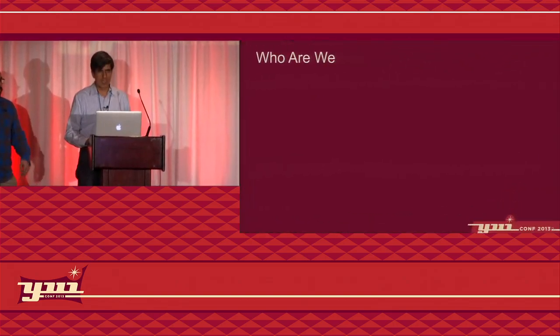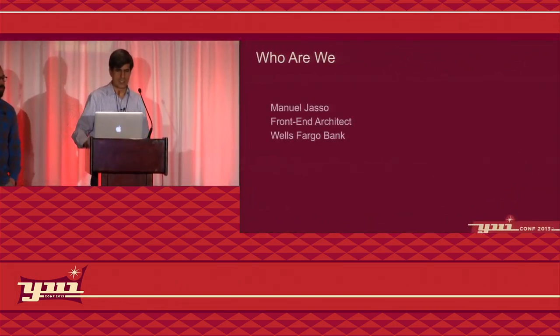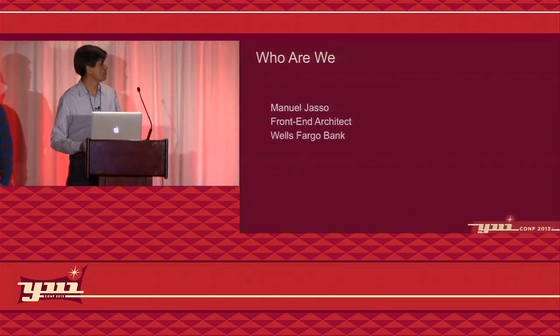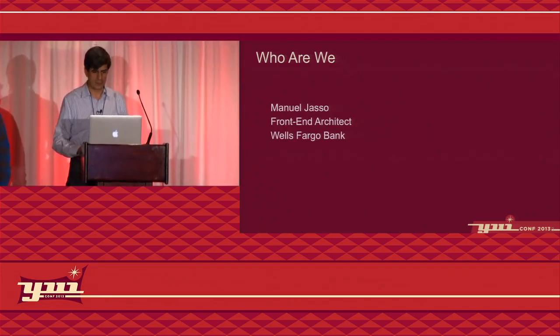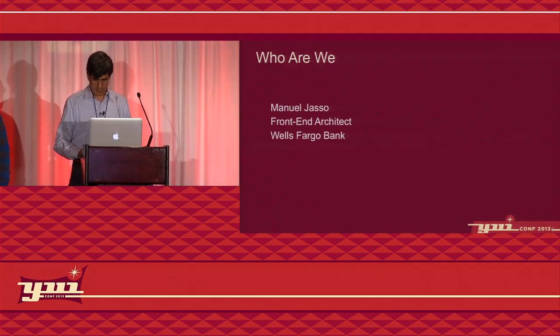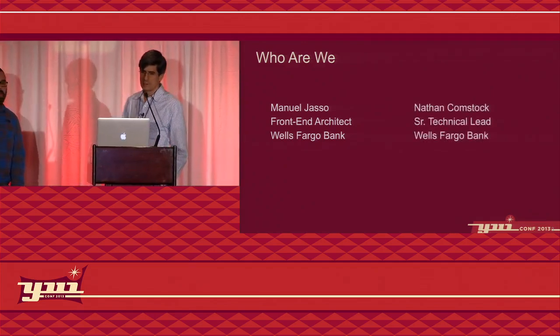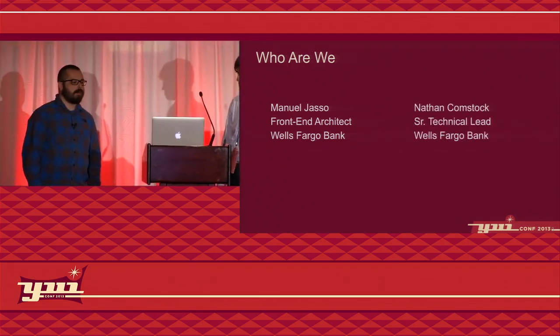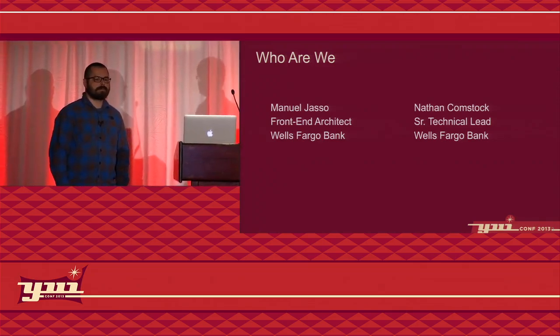So a little bit about ourselves. My name is Manuel Jasso, and I'm a front-end architect working for Wells Fargo Bank. We've been trying for many years to do UI right, or better, in Wells Fargo. And with me is Nathan Comstock. I'm a web developer at Wells Fargo also.